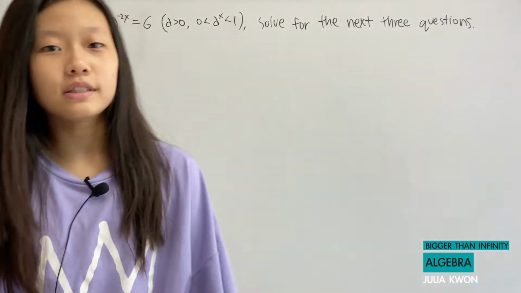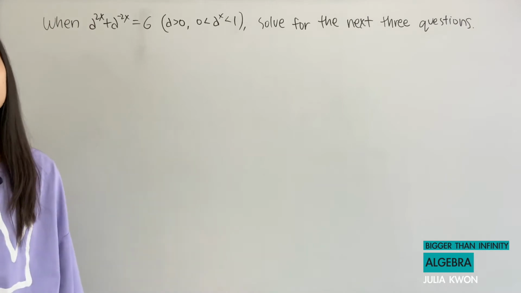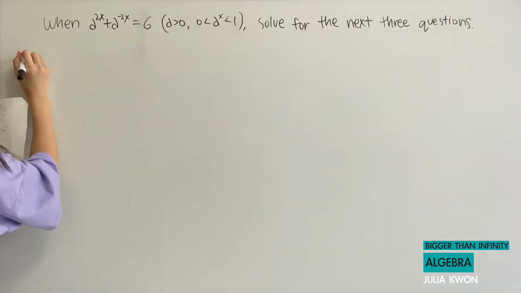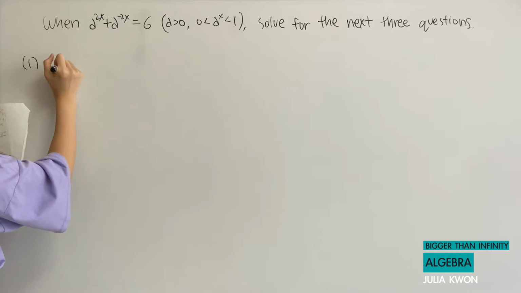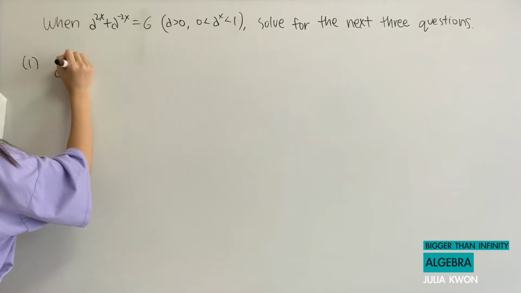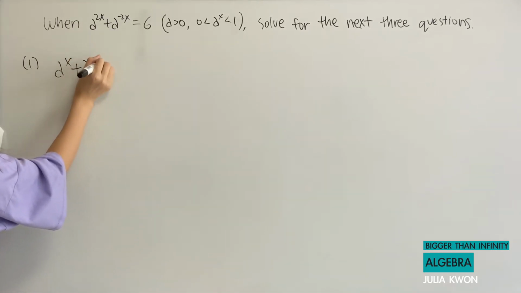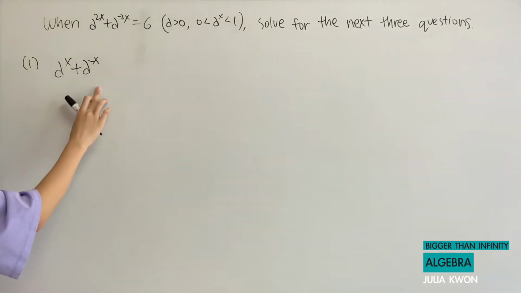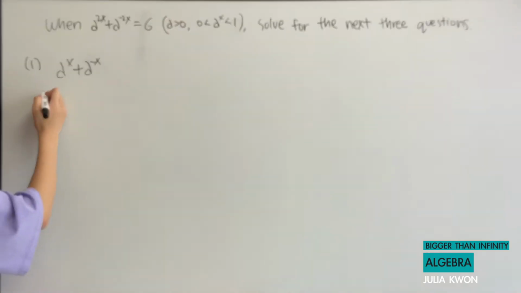and I'm going to write down question number 1 first, and then I'm going to erase it after I solve it, then write the next 2 questions down. For question number 1, we're going to be solving for a to the power of x plus a to the power of negative x. To solve for this, we're going to square it.